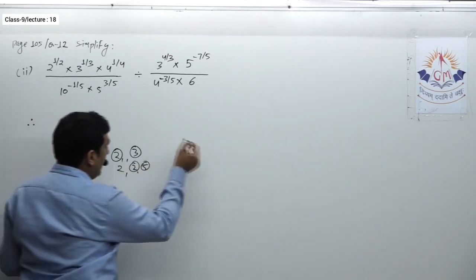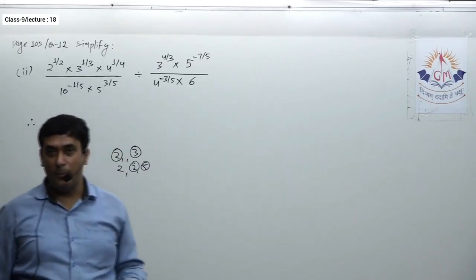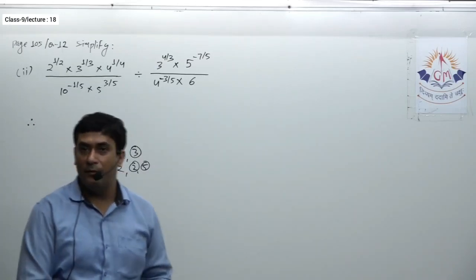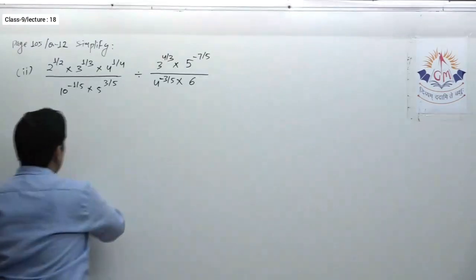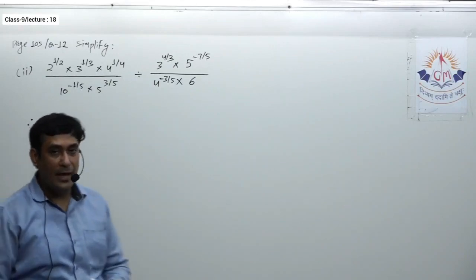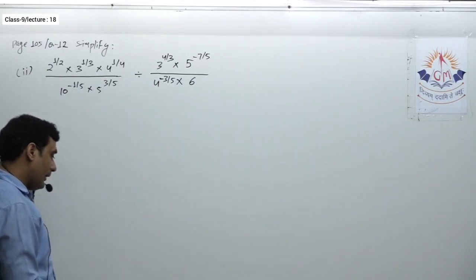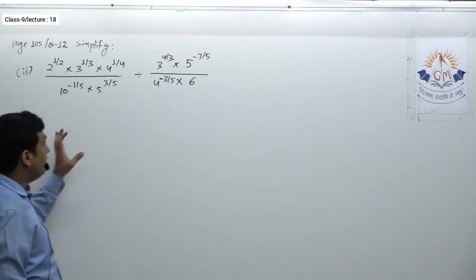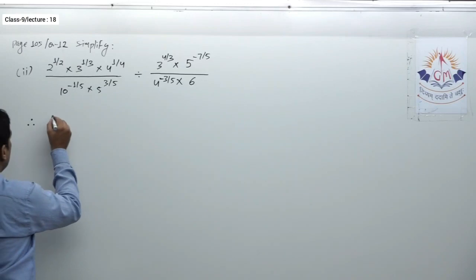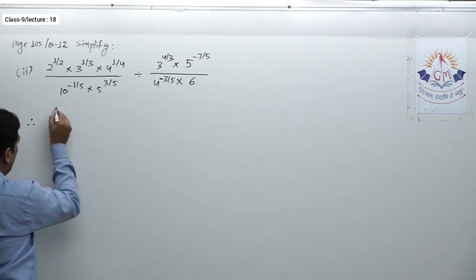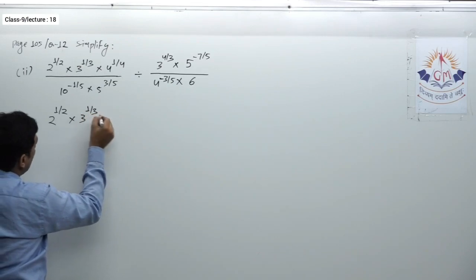So actually we have to convert all the terms having a base as a prime number, either 2, 3, 5, 7, whatever. Okay, so this is the very first strategy: if the terms already have the base 2, 3 or 5, we'll write them as it is, and if they do not have the base as 2, 3 and 5, we'll convert them in that form. So this 2 raised to 1 by 2, I keep it as it is. 3 raised to 1 by 3.